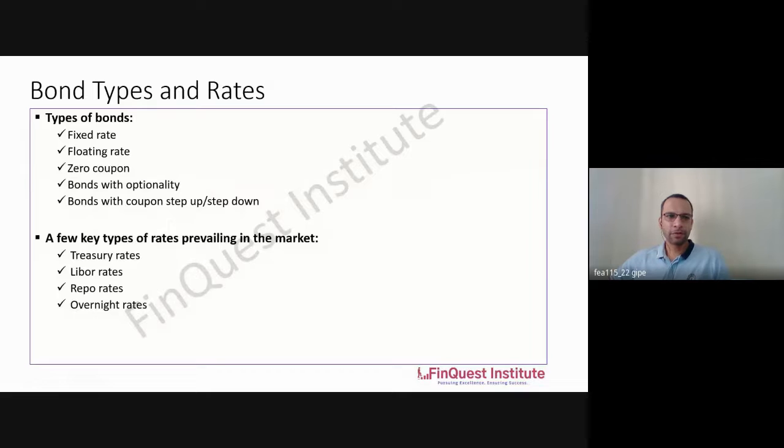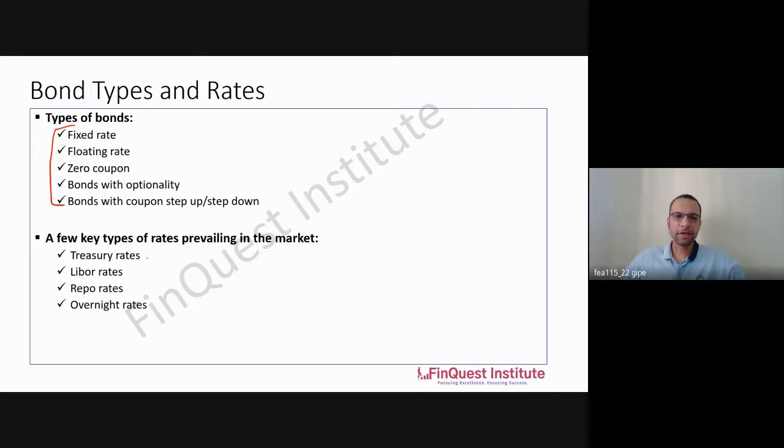Okay, so types of bonds. So this is something which we have discussed. Now, a few types of interest rates which we popularly observe in the market. Because when you talk of an interest rate market, you generally talk of different benchmarks or different types of rates which are prevalent. And every rate has a separate purpose. So that's why you have so many benchmarks which are available.